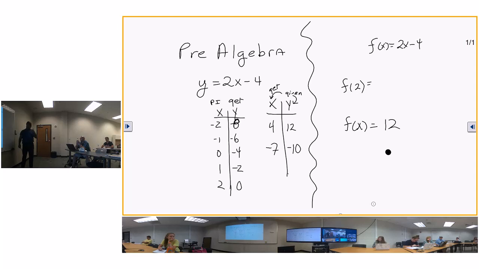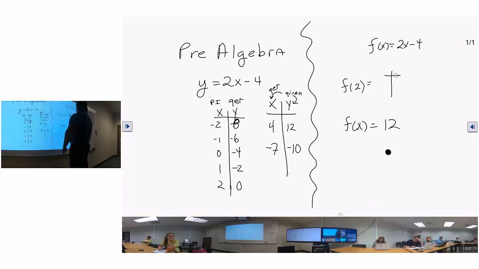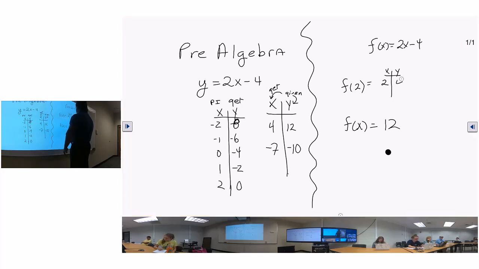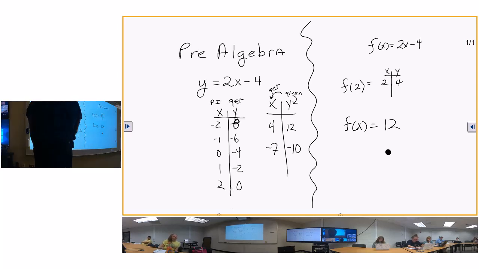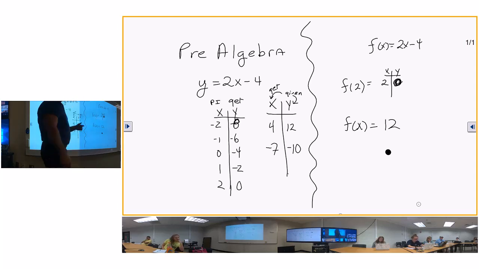Okay, the first part, yes, you plug in the 2, so I'm just going to do this. 2 times 4 is what? 8. Oh, 8 minus 4 is 4. Hey, come in. I thought it was 0. I'm sorry, that's supposed to be 2. Yeah, that's right. 2 times 2 is 4. 4 minus 4 is 0. So, when you're given f of 2, that's the same thing that you did in pre-algebra.